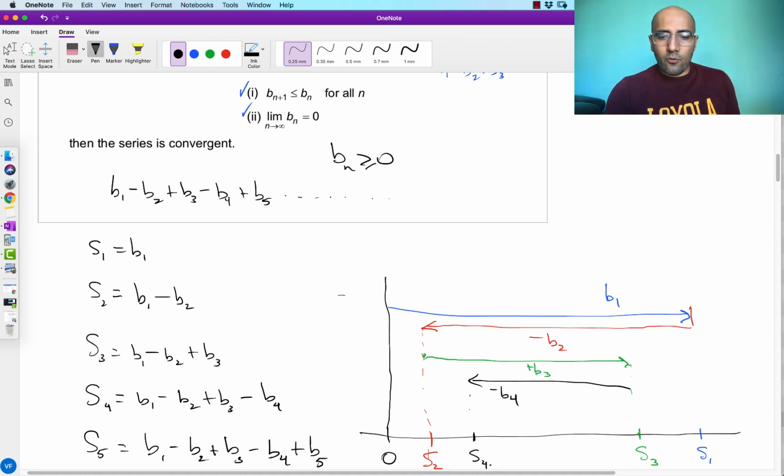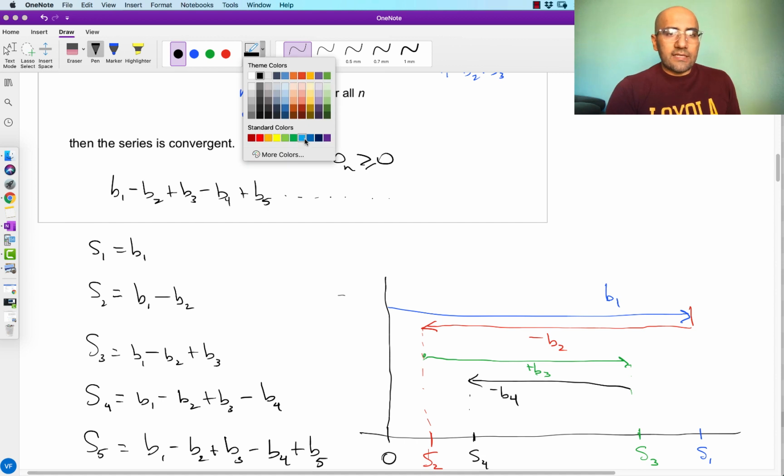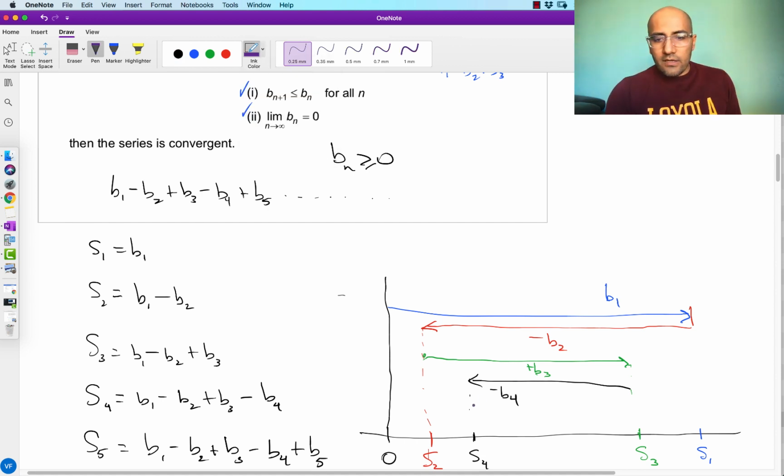There's S sub 4. And so you can see that as we extend this process out, the next time we would go this way, then the time after that we would go back this way, and then back this way, and so on and so forth, until eventually we're going to land somewhere, right? So it's going to converge to something, given that both of these conditions are satisfied.